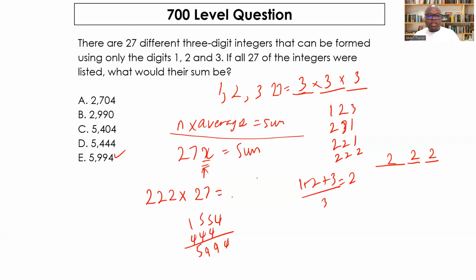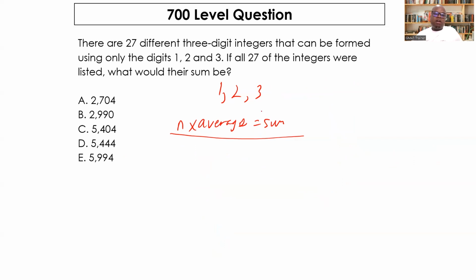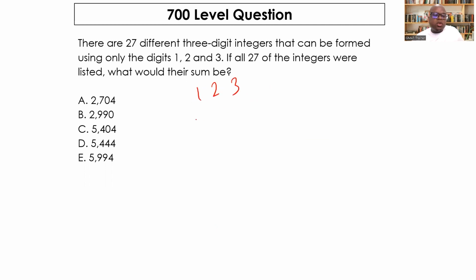Another way of approaching it is by understanding and logically thinking through the placeholder values and trying to sum them up. For instance, if we have it this way, we'll have 1, 2, and 3. Check these positions 27 times. Again, the other one, not 27 times, but 9 times.